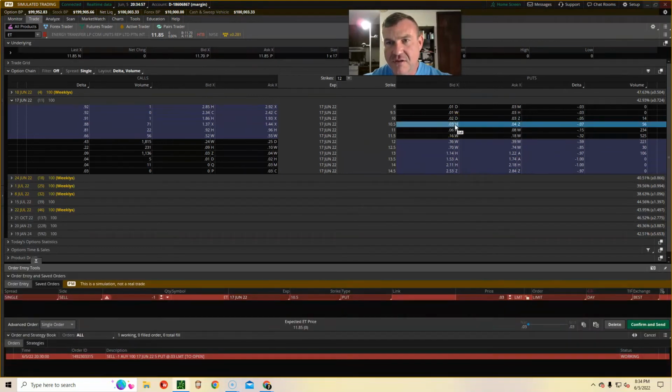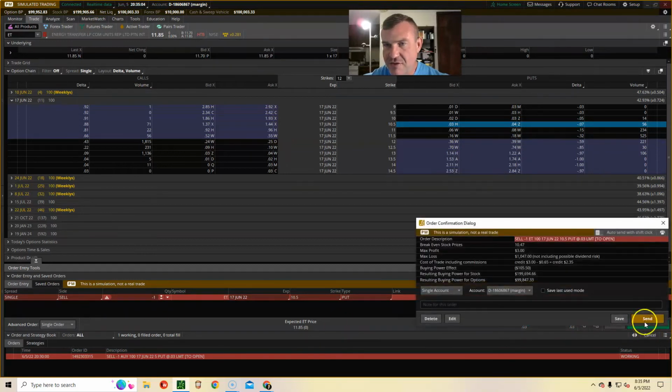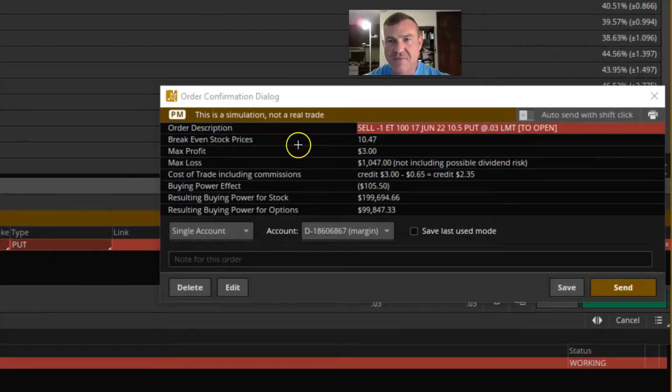$10.50. See, it pulls up the order form. Same, just like with AUI. Take a close look at that. Same layout, only some numbers and letters are going to change. Order description, we're selling one energy transfer. Same expiration date, June 22nd, but our strike price is $10.50.